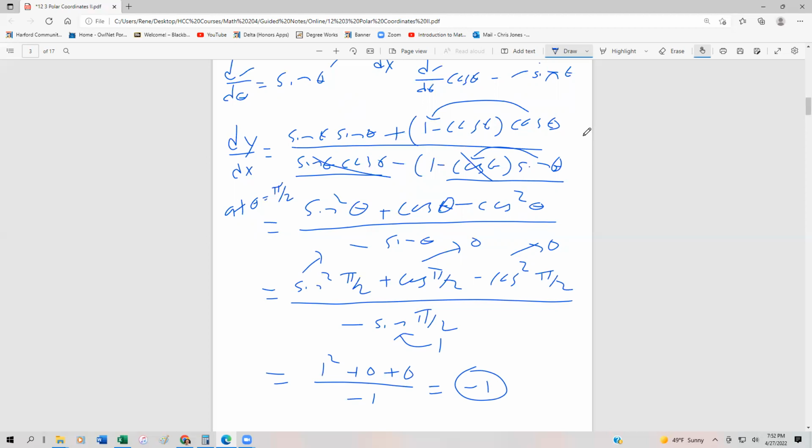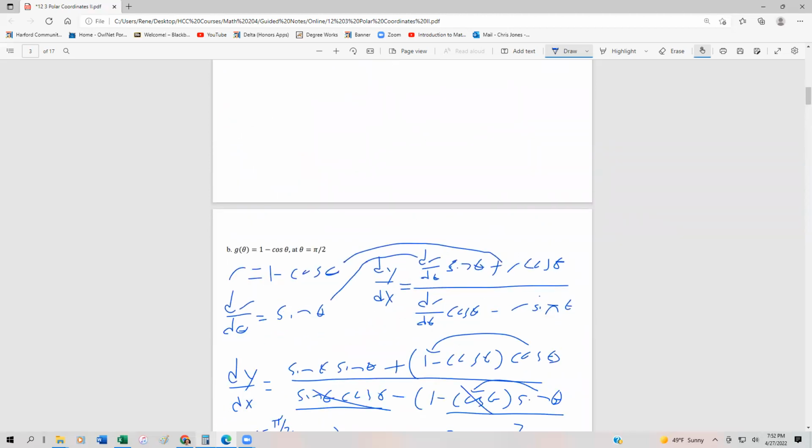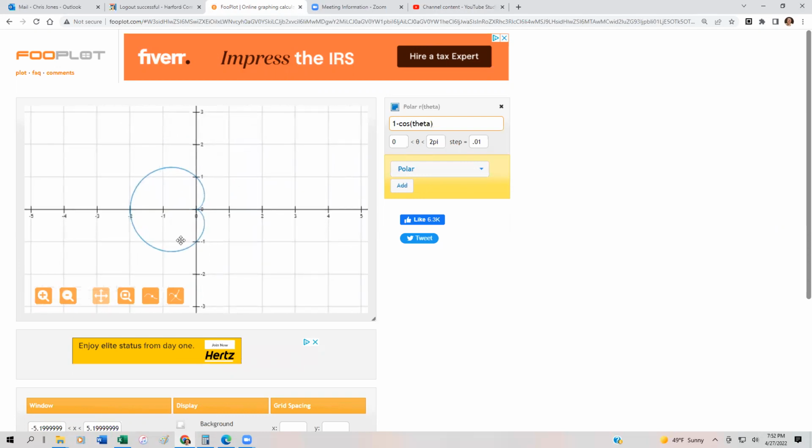Now, of course, we want to make sure that that makes sense. So probably what we should do is look at what the graph looks like. So remember our function, 1 minus cos of theta. We're going to go over to our plot, and we have 1 minus cos of theta. And we have this sort of cardioid. It's called a cardioid shape because it resembles a heart. And of course, we're looking at the point pi halves. So if I was to graph this, we have this little dimple in here, to where we have something like that.